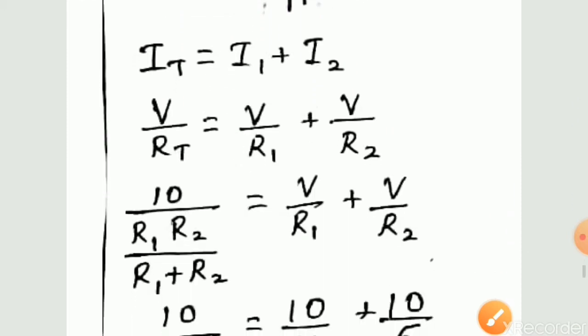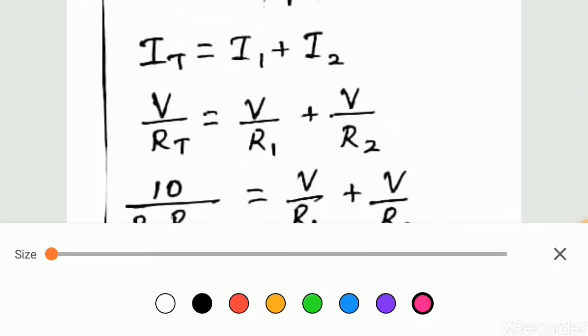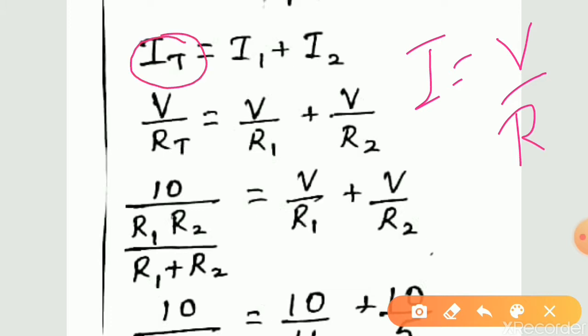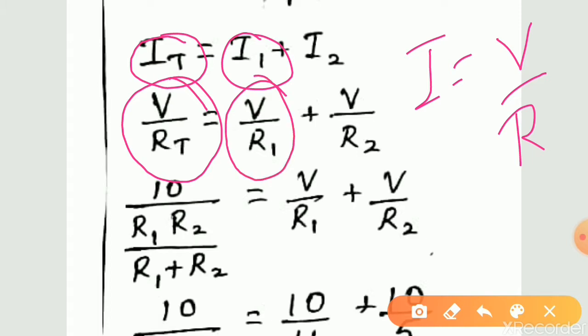So what we will do is we will substitute the values of current using Ohm's law, that is I is equal to V by R. For total current, the equation will be V upon R total. For current I1, it will be voltage V upon R1. For I2, it will be V upon R2.